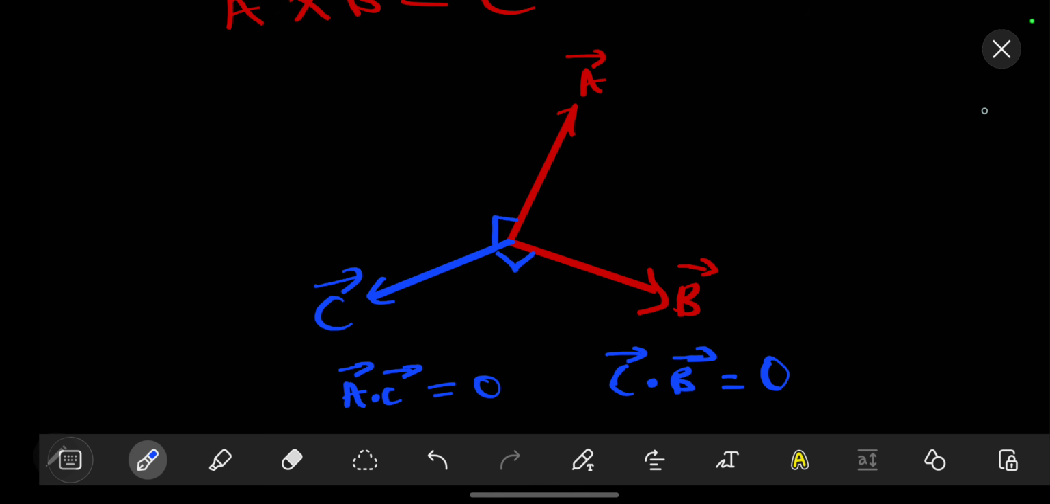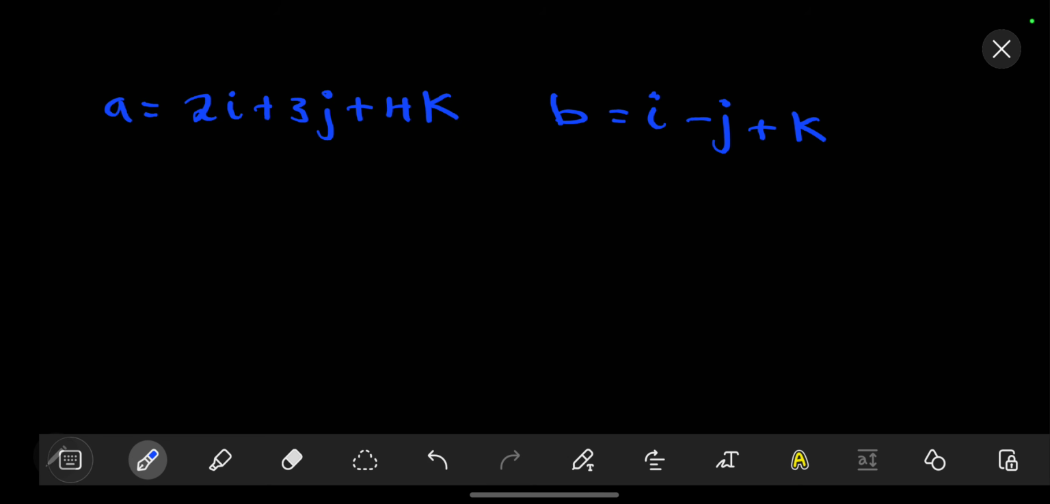So let us know how to cross two vectors. Let's say this is what you have. So how do you cross two vectors? Let's say A cross B. So A cross B should be equal to, you do this. So this is your A cross B.